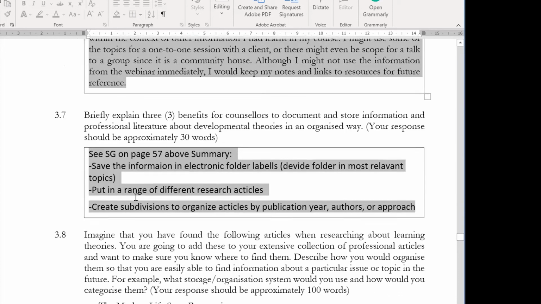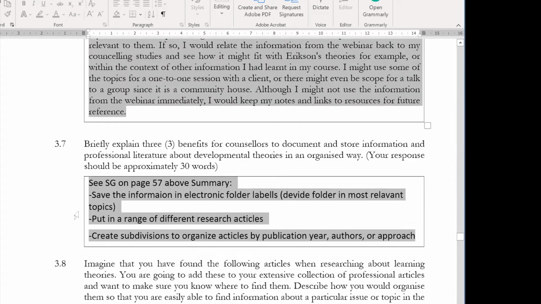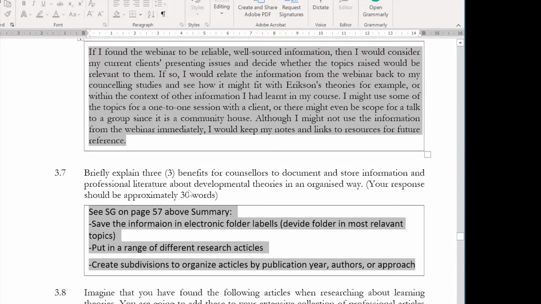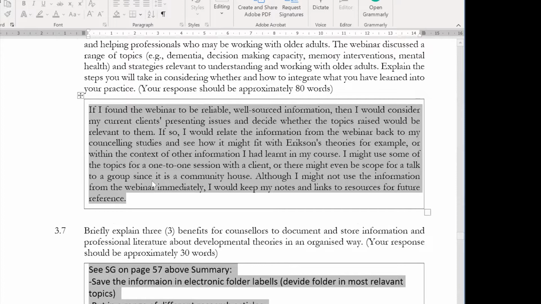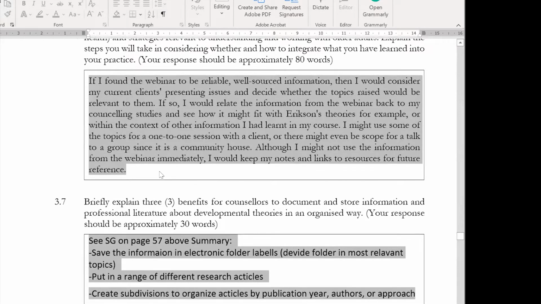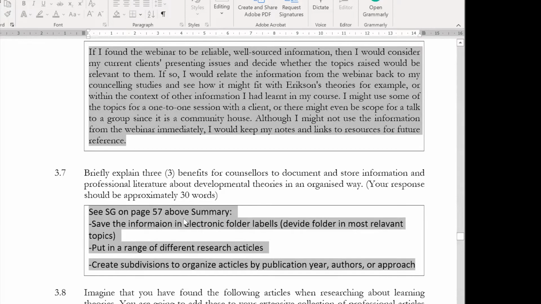Okay, so go to 3.7. So I put that one in the chat. Your information was good for the answer, but I think the answer fits 3.8. The answer you did for 3.7, see student guide on page 57, that fits 3.8. If you read 3.7, it says briefly explain 3 benefits for counsellors to document and store information.